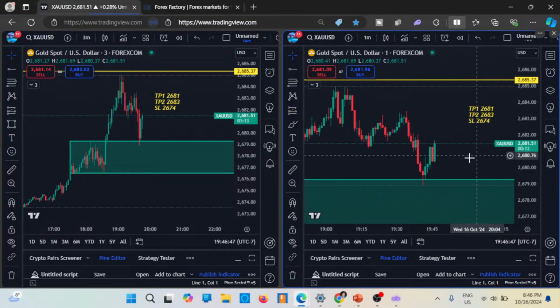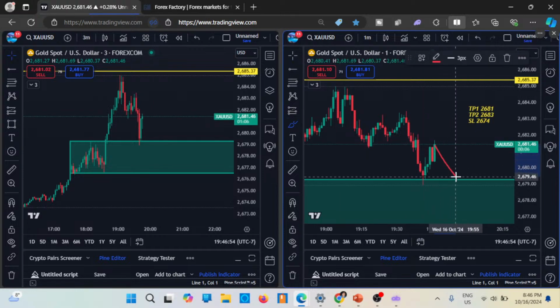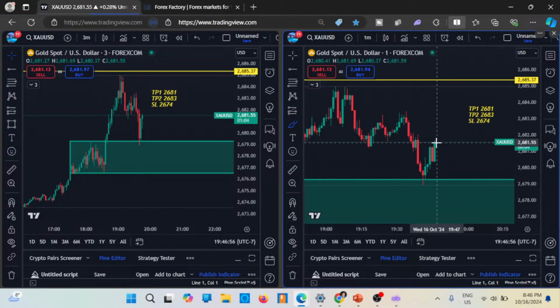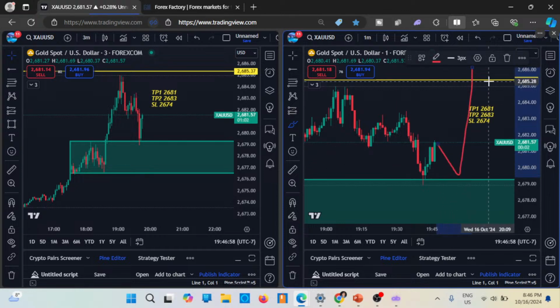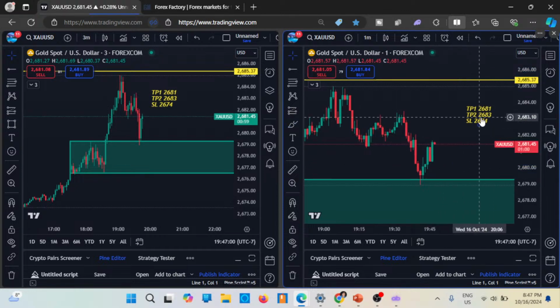So far the gold trade has played out. We hit our first TP. If you didn't enter this trade, it would be best to wait for the price to return back to this support. Okay, wait for the price to return to this support. Then you can try to enter another buy.